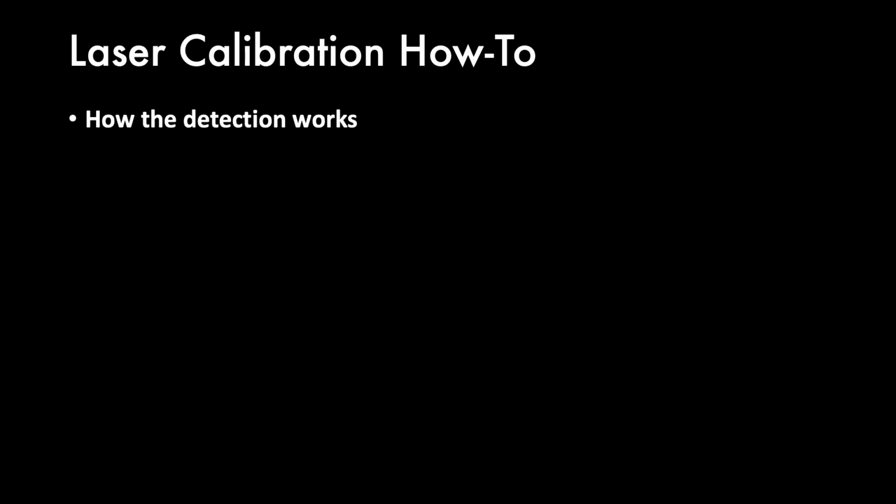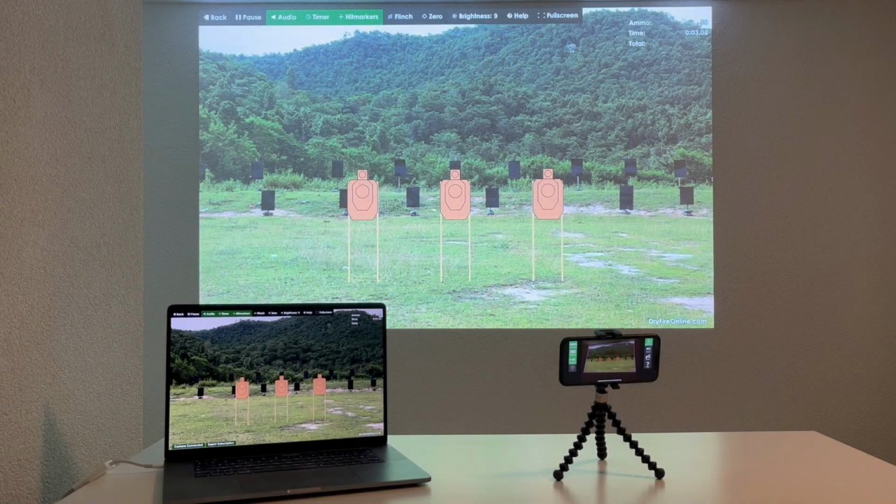Next, I'm going to show you how the detection works, the difference between automatic and manual calibration. And finally, I'm going to give you some troubleshooting tips. First, let's talk about how the app detects the laser. The idea is very simple.